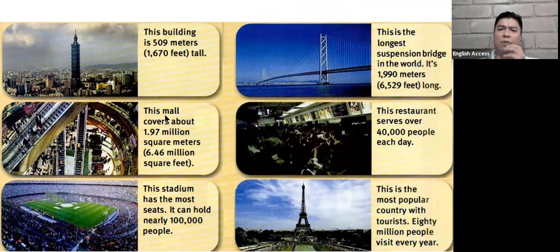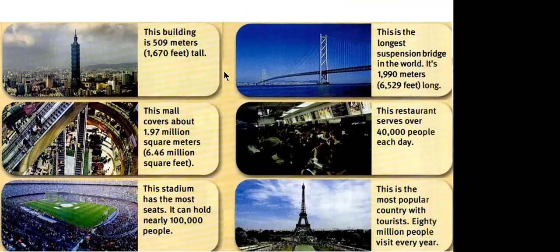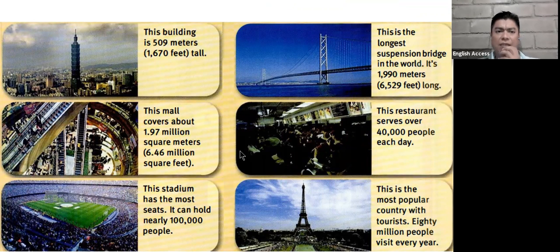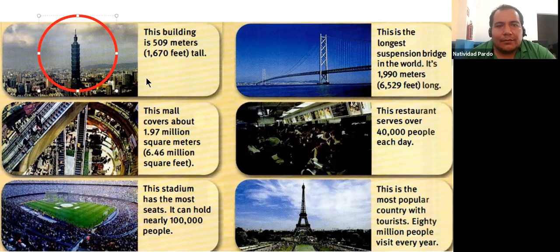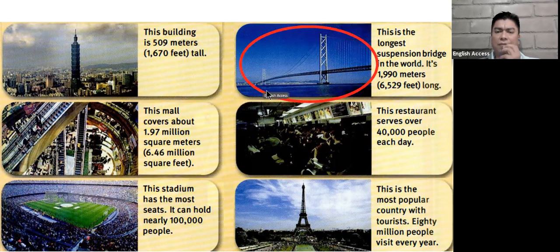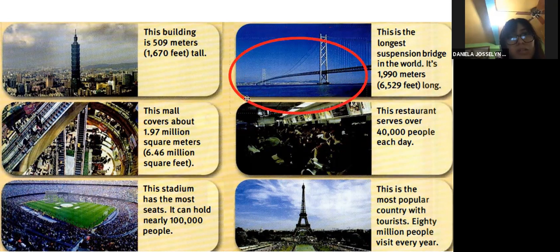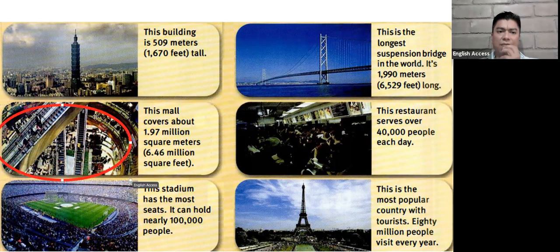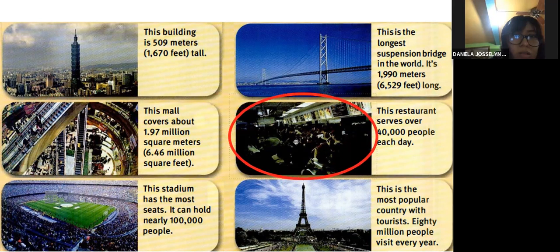Now, what do we have here? With books closed. Hello, Mr. Ortega. Welcome back. Hello, teacher. So with books closed, please. What is this? Skyscraper. Yes, just the general name. What about this? A bridge. Overpass. What is this? A mall. And this?